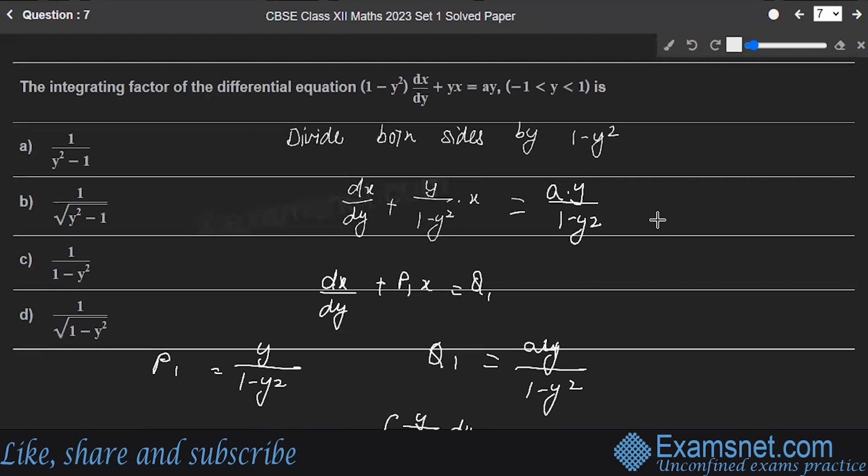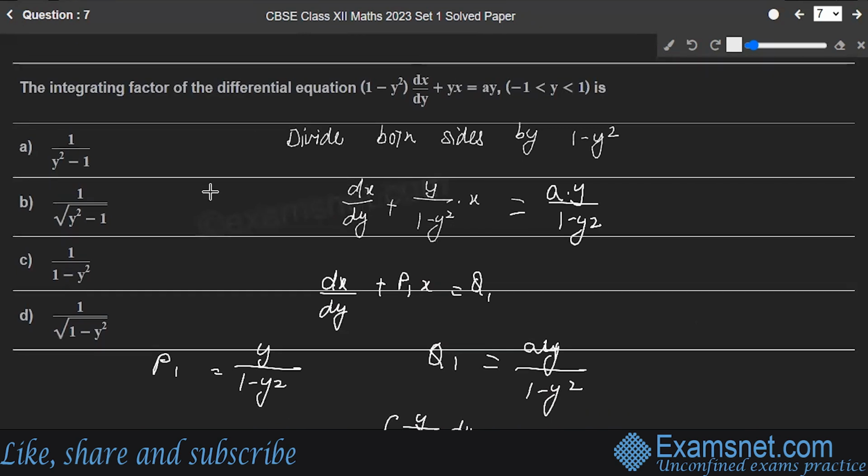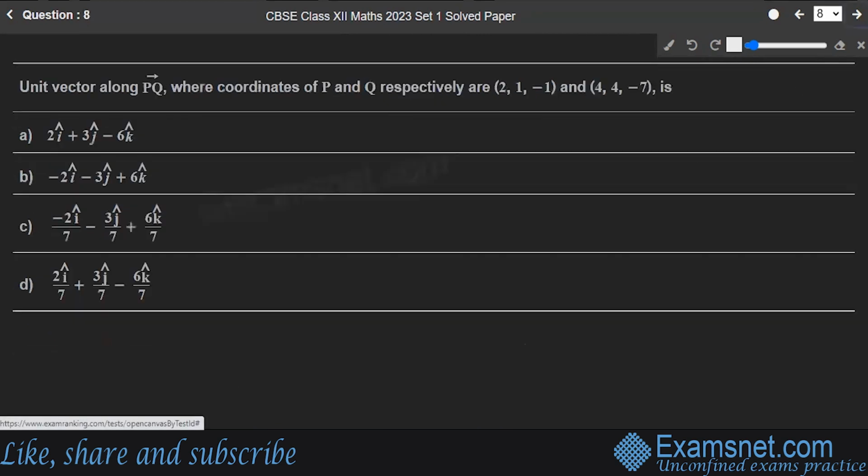Fine, so let's check with the options. Okay, the constant is missing. It's okay. We have option 1 minus y square, right? Option D as the answer. Hope you understood this. Next is question number 8.